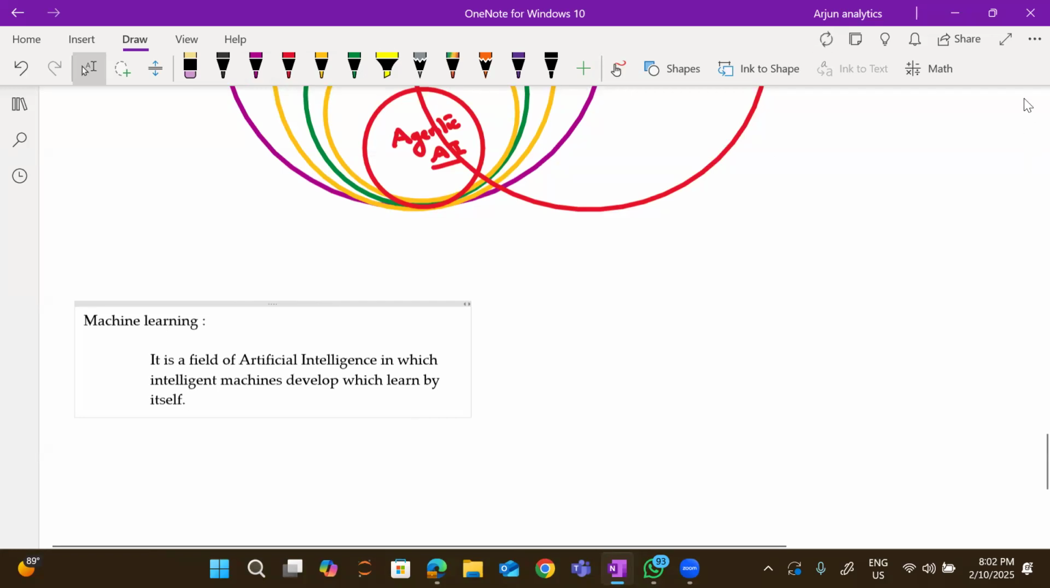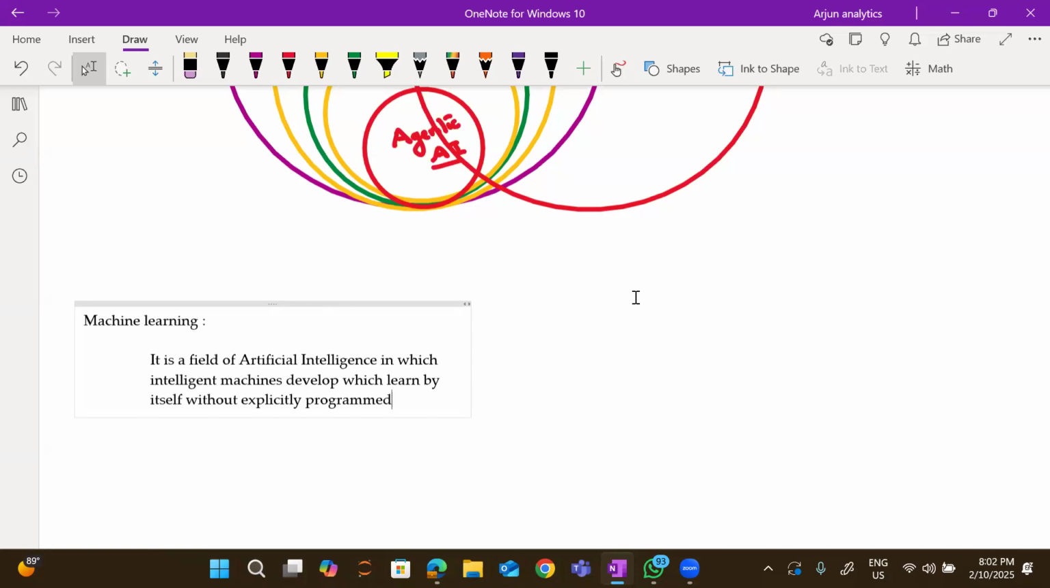Machine learning is a field of artificial intelligence in which intelligent machines are developed, which can learn by itself without being explicitly programmed. That means our involvement is zero. We are not going to do the programming over there. Once we create a program and leave it, it will do everything. It's a type of machine learning.